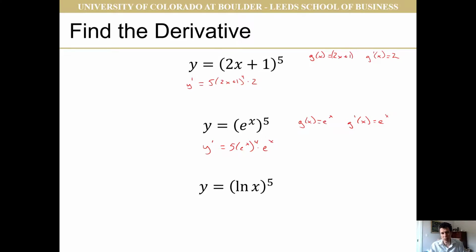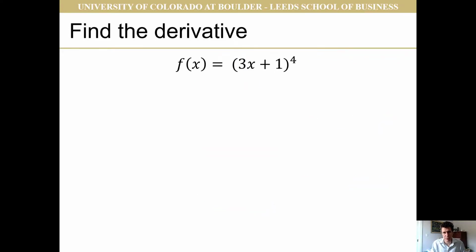y equals natural log of x, to the fifth. The inner function is the natural log of x. The derivative of the inner function is 1 over x. So the derivative here is 5 (natural log x) to the fourth times 1 over x. Hopefully this is starting to make some sense now.